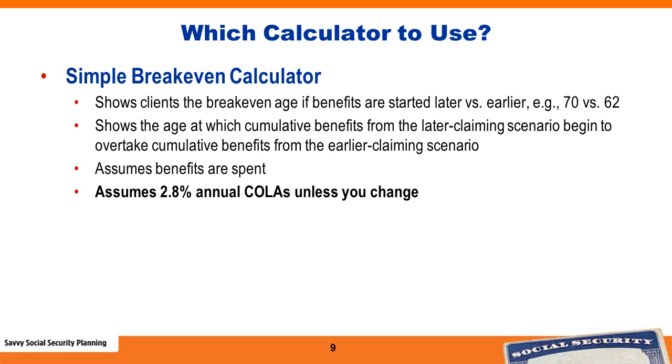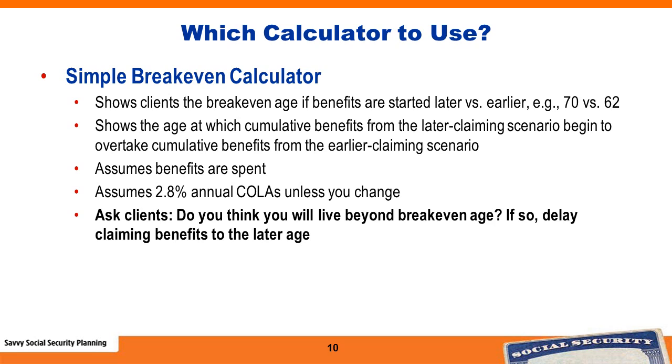We'll talk more about COLAs in Part 2 of this calculator series. Once you've run the calculator and determined the break-even age, you ask the client, do you think you will live longer than the break-even age? If so, you'll end up with more total lifetime benefits if you delay the start of benefits to age 70. If not, claim at 62.